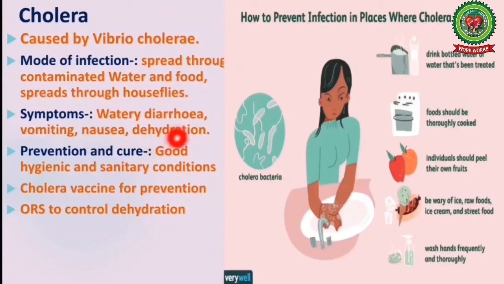Symptoms: watery diarrhea, vomiting, nausea, dehydration. What is the prevention and cure? Good hygienic and sanitary conditions. Cholera vaccine for prevention. ORS is oral rehydration solution to control dehydration.